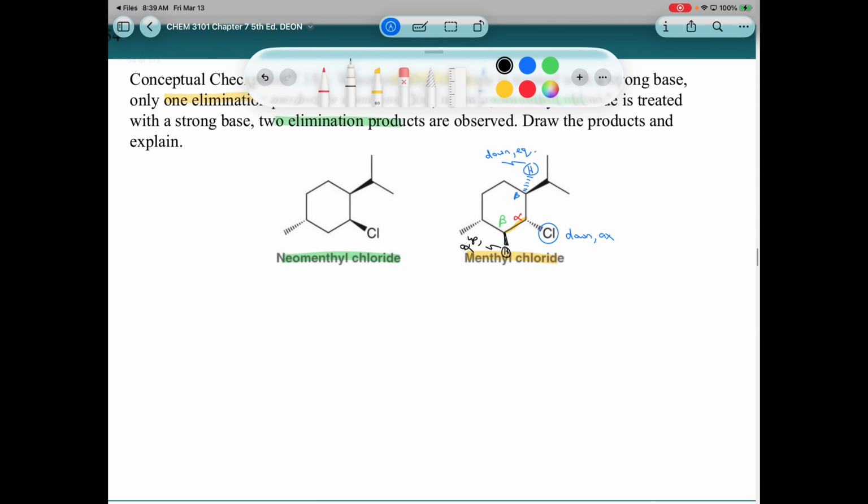So we're going to hit it with our base. I'll just put here generic base. Could be hydroxide, doesn't matter. Anyhow, so we're going to take our base. We're going to react. We're going to lose the leaving group. And let's draw our product. So we didn't touch that stereo center on the top.